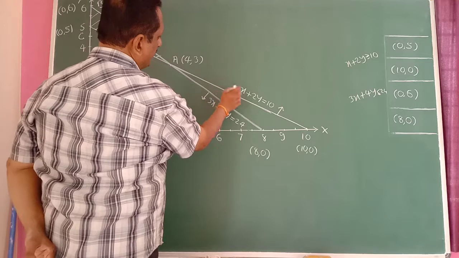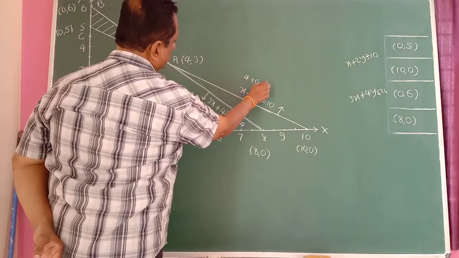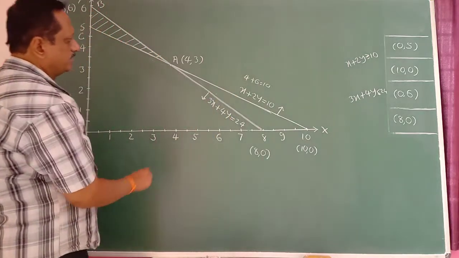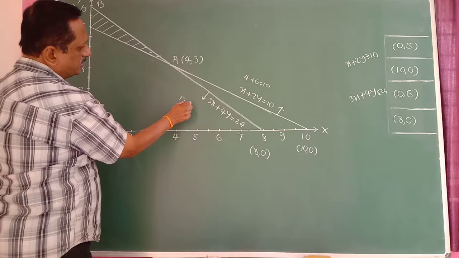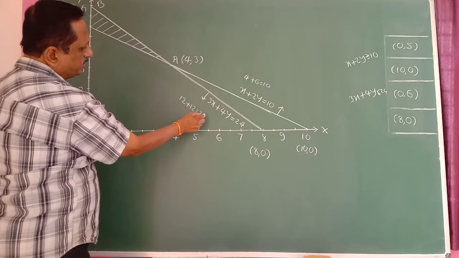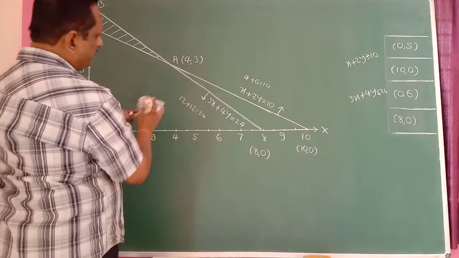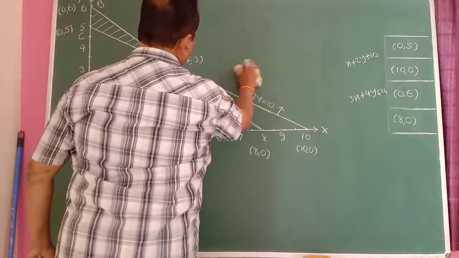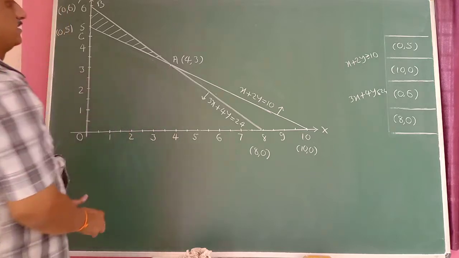Put the x value 4 and y value 3. 3 2s are 6, plus 4 is 10. The equation is satisfied. Even here also, 4 3s are 12 and 3 4s are 12. So 12 plus 12 becomes 24. The equation is satisfied by the point. Therefore, the coordinate of the point A is x is 4 and y value is 3.